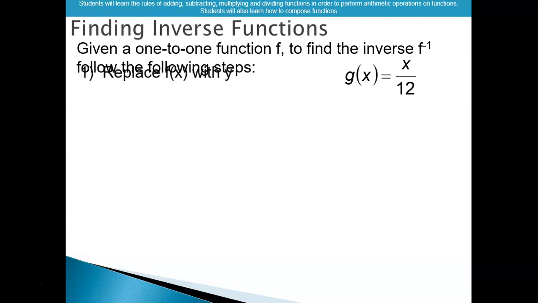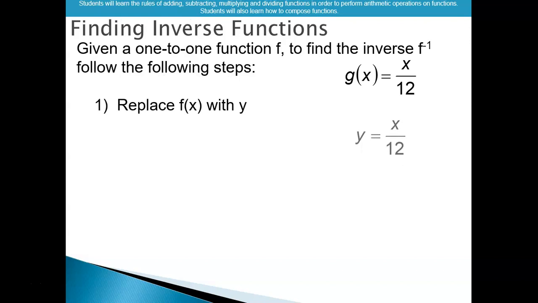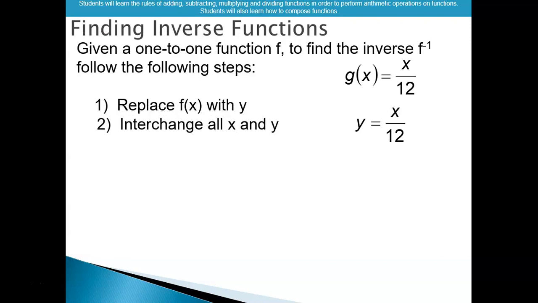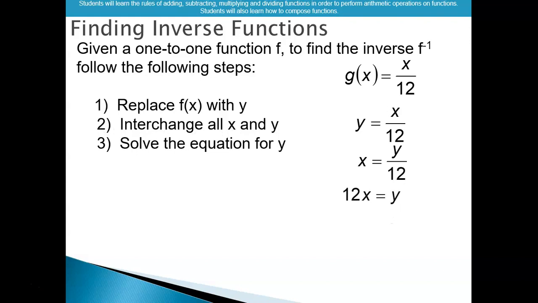Same thing here. Start by replacing f of x with y. Even though it said g of x, we're still going to make it say y equals. Interchange our x and y, so instead of y equals x over 12, it's x equals y over 12. We solve for y, so we multiply 12 on both sides. And that's our inverse. So we write that as, instead of f inverse, this is going to be g inverse equals 12x.